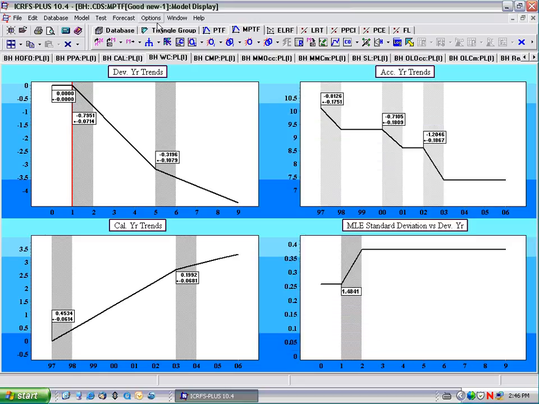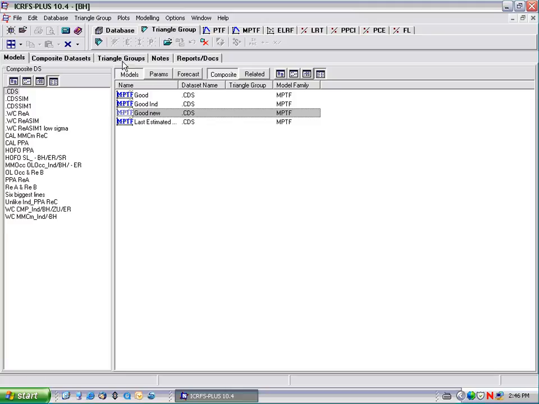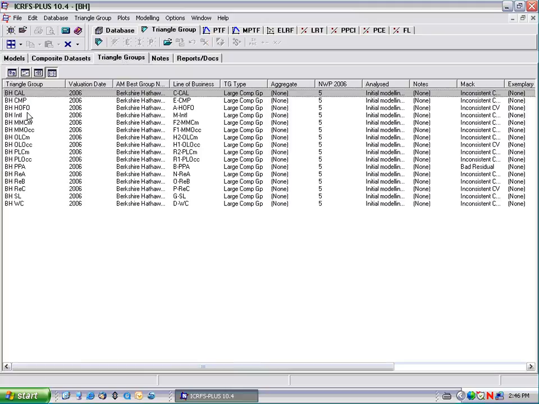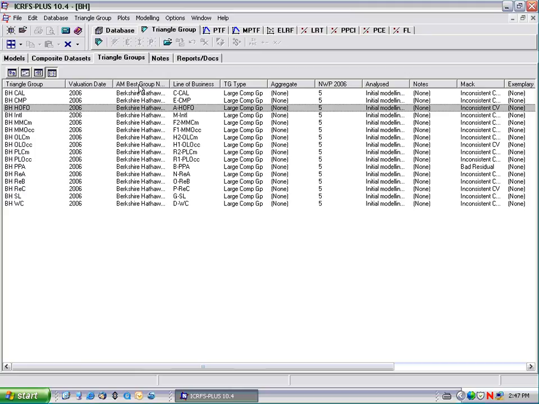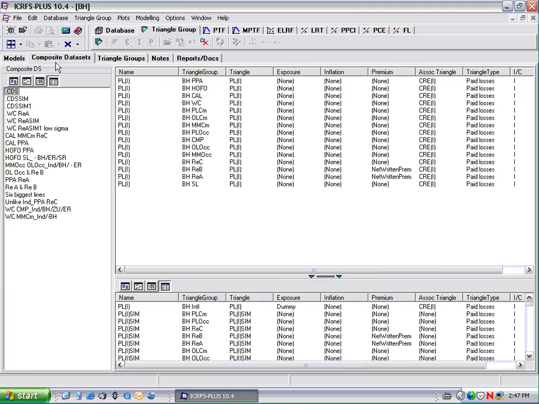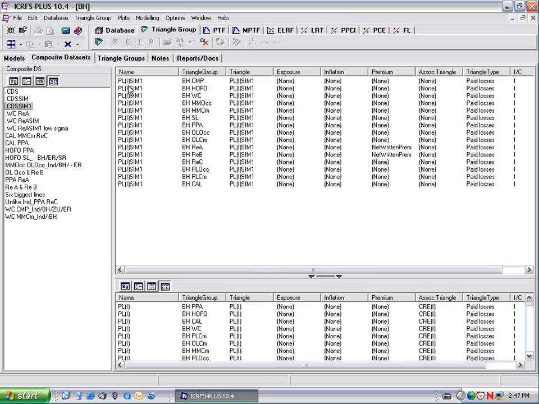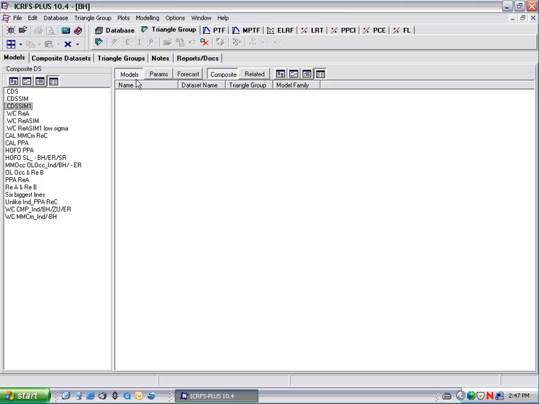Okay, so let's see what it's done. If we go back to the triangle group, the composite one, and we go to triangle groups, you'll see that if we open one of the triangle groups, there's a new simulated data set called PLI Sim1. If I close this triangle group and go back to my composite data sets, there's a new one called CDSS Sim1, which, if I click on it, is each of the simulated ones from each one of these lines of business. If I go to models, there aren't any composite models.